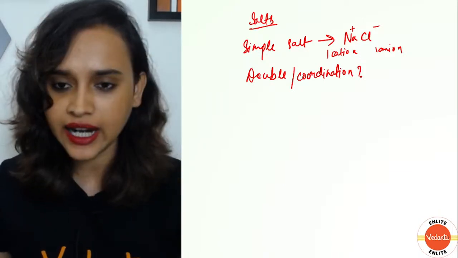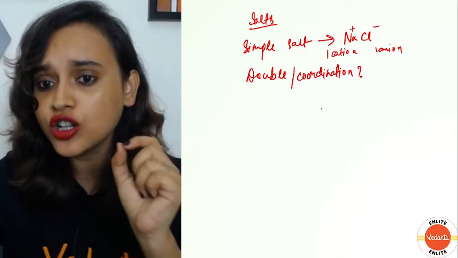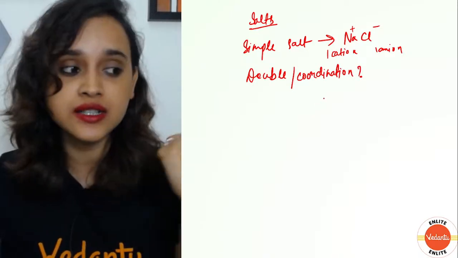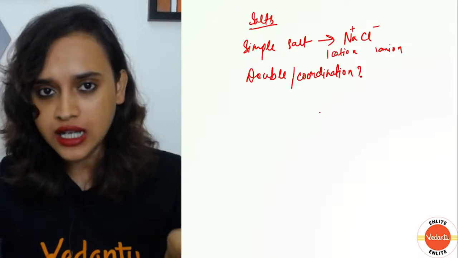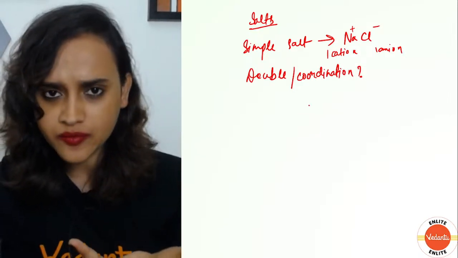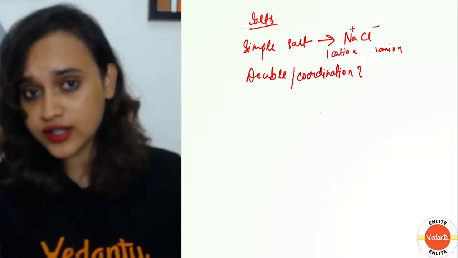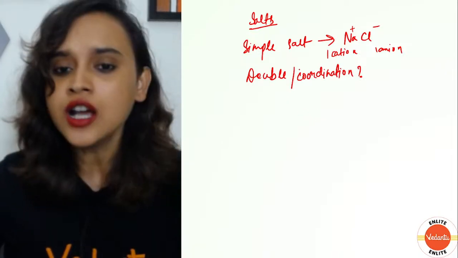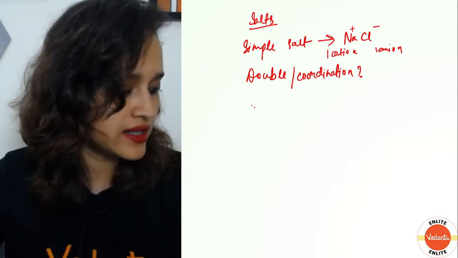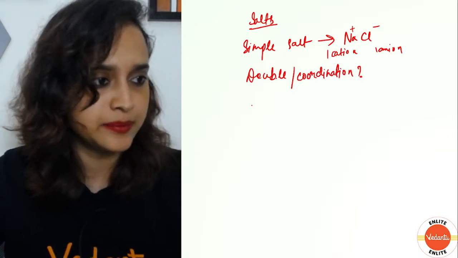Very simple, right? But when I come to the double salt or coordination compound, by double salt, what can I understand or what can I imagine? I can probably imagine that there are two salts which are existing together. Can I imagine that there are two salts that are existing together? Now, what if I take this example?